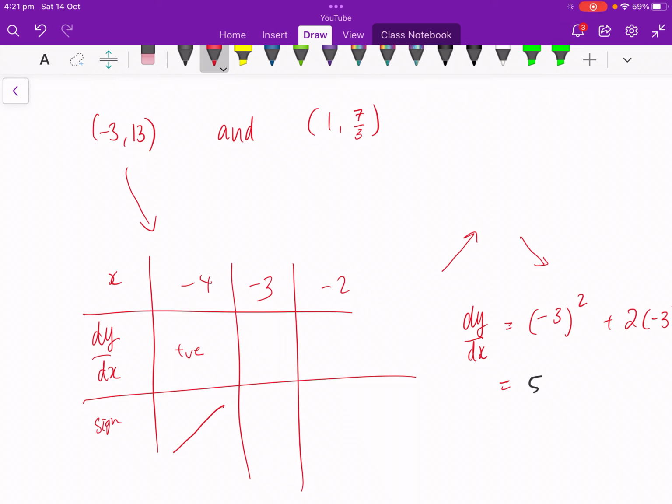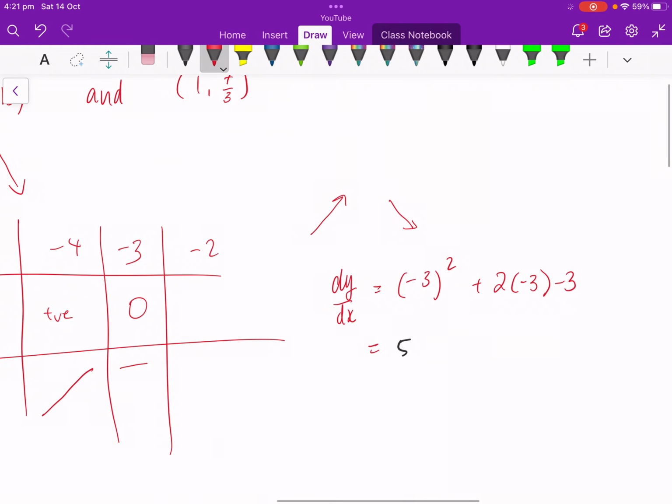Now, remember, this is a stationary point. At a stationary point, the gradient is 0. That means it's kind of like the curvy part, right? The gradient 0 is flat. So let's try negative 2. I'm going to do the same thing, and instead of putting negative 3 in there, I'm going to put negative 2, right?